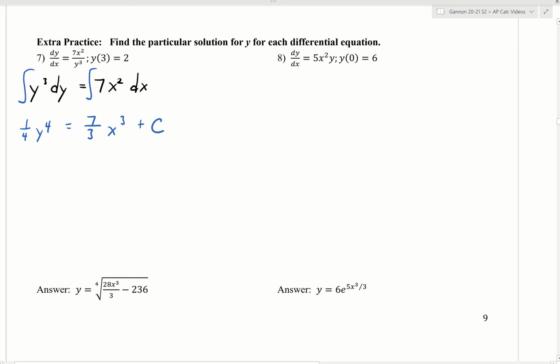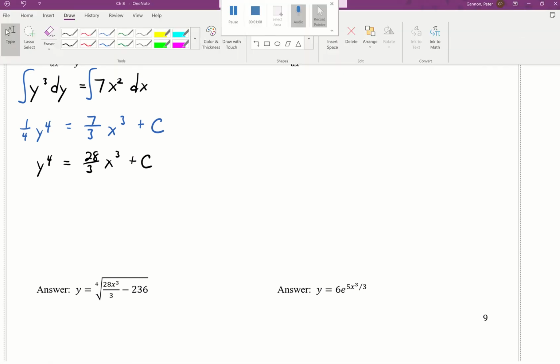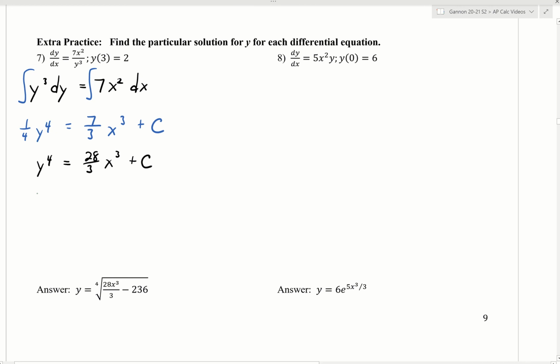Now, in terms of trying to isolate y, we could get rid of the 1/4 by multiplying by 4. So we got y to the 4th equals 28/3 x cubed plus c. Now, I would probably find c at this point without taking the 4th root of both sides. So let's go ahead and substitute. We've got 2 to the 4th power equals 28/3 times 3 cubed plus c.